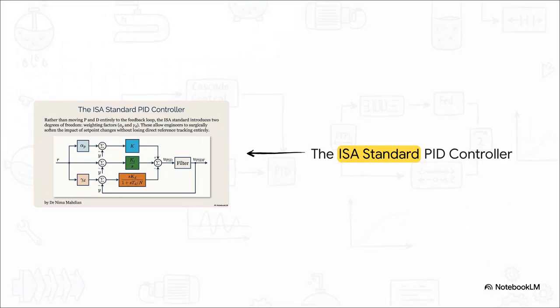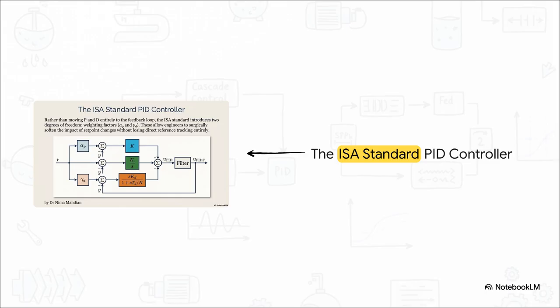So, you might be wondering, how do standard industry practices actually accommodate these necessities? Enter the ISA standard PID controller. Rather than shifting P and D entirely over to the feedback loop, the ISA standard introduces two critical degrees of freedom, weighting factors alpha_P and gamma_D.